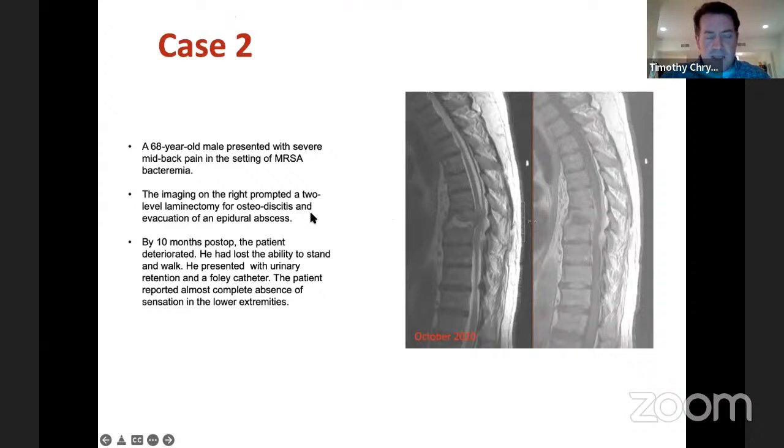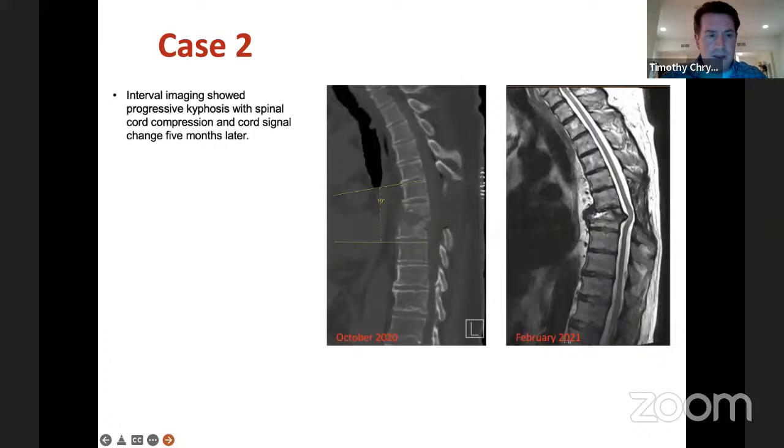This prompted a 2-level laminectomy at another hospital for evacuation of an epidural abscess. Unfortunately, by 10 months after his operation, the patient had deteriorated. He had essentially lost the ability to stand and walk, and he presented with urinary retention to our clinic, to Dr. Crandall's clinic. He also reported almost complete absence of sensation in his legs.